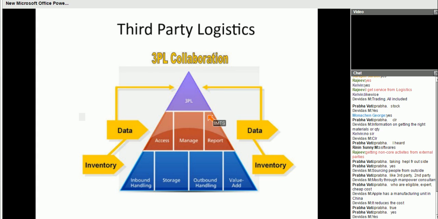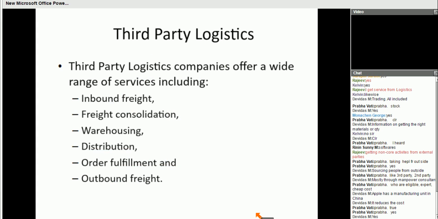Now see this figure. This is the third-party logistics. Under them they access, manage and report inbound handling, storage, outbound handling and value added services. Third-party logistic companies offer a wide range of services. These are the services they provide: inbound fleet consolidation, warehousing, distribution, order fulfillment and outbound fleet. Here, all these are common terms.